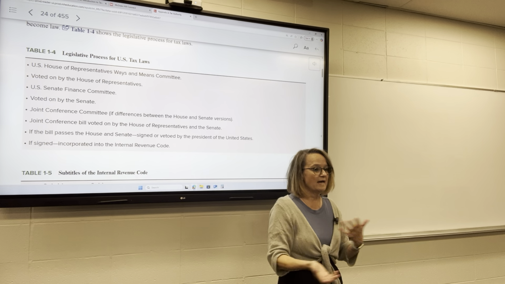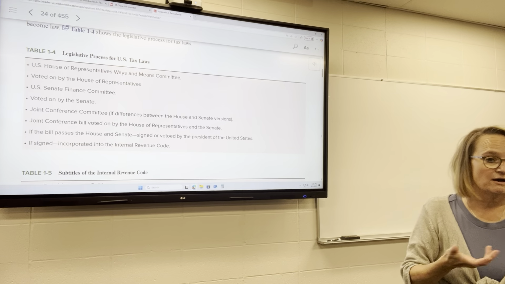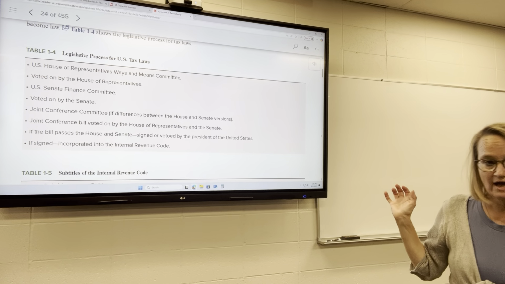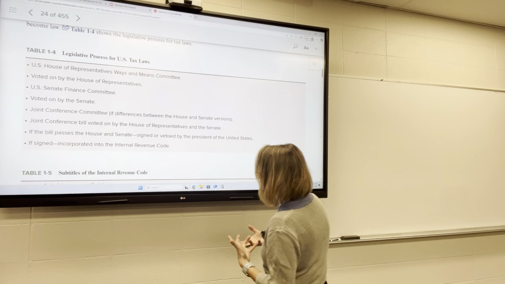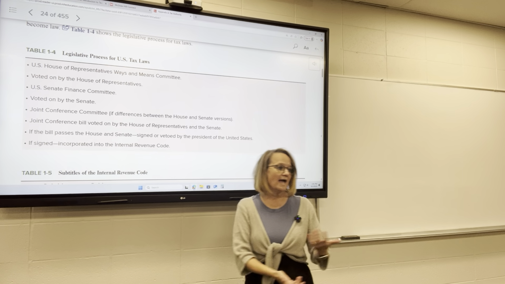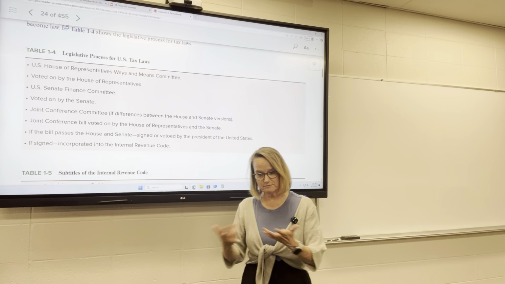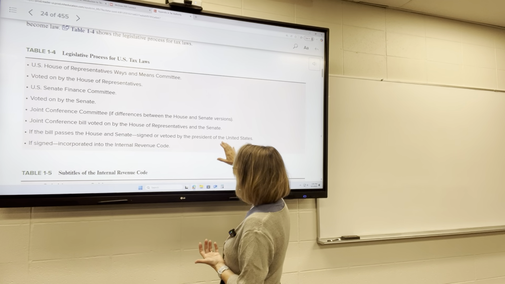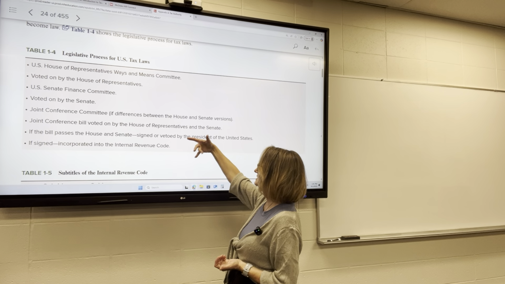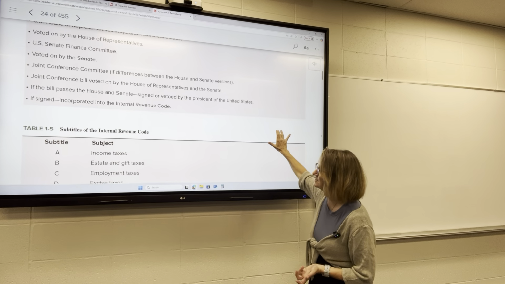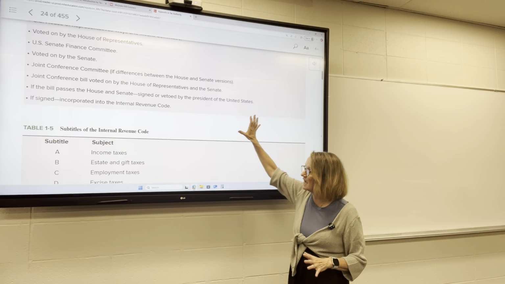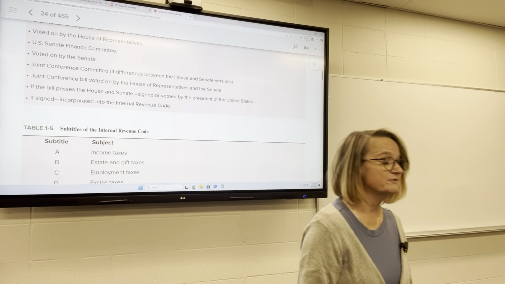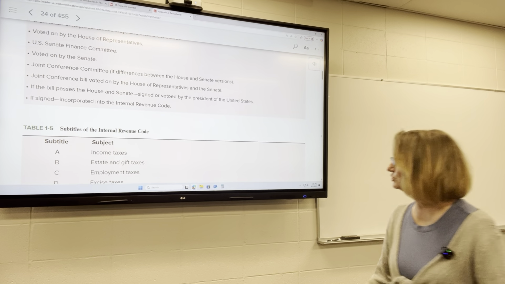And of course, oftentimes the House and the Senate bills will be different in certain ways. And so the 2 bills have to pass both the House and the Senate and agree. They have to be exactly the same bill. So it may go back and forth between the House and the Senate. Ultimately, if it passes both, it's either signed or vetoed by the president. And then if it's signed, it gets incorporated into the Internal Revenue Code. It becomes part of the statutes of the Internal Revenue Code.